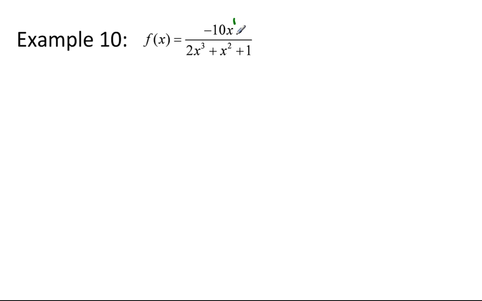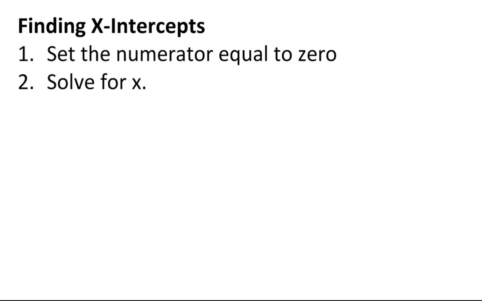So again here, power on top's a 1, power on bottom's a 3. So it's just y equals 0. Easy. Alright, finding our x-intercepts.